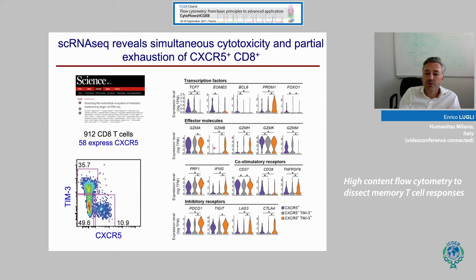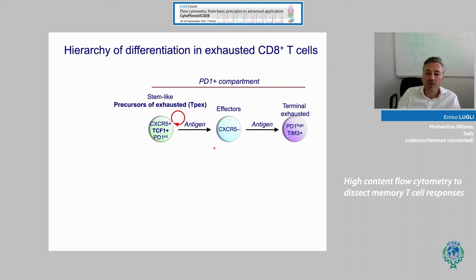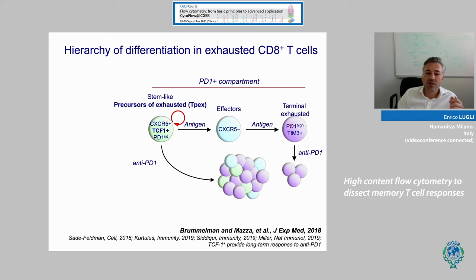So I don't want to stress too much this aspect because the paper is published, but the take-home message, that also was supported by other studies that came out after ours, is that the PD-1 positive compartment in tumors is actually heterogeneous. You don't have only one single dysfunctional subset, but you have heterogeneity, as in many biological processes. And there is a hierarchy in this response, where stem-like cells or precursors of exhausted cells, now called TPEX, are capable to self-renew and at the same time to generate more terminally exhausted populations. And the important aspect is these ones are the best responders to anti-PD-1 and not the population that was supposed to be responding before the identification of these cells.